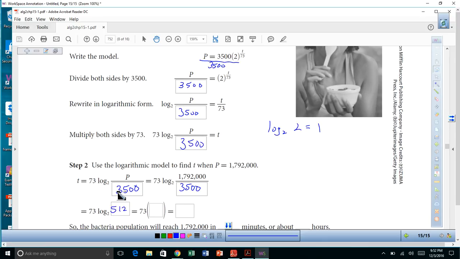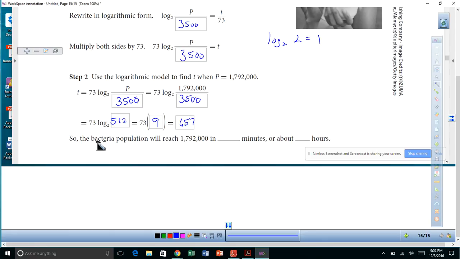Okay. And so 73 times log base 2 of 512 equals 73 times, well, log base 2 of 512 is 9. So 73 times 9 is 657. So the bacteria population will reach 1,792,000 in 657 minutes. And if you divide that by 60, that's about 11 hours. Okay. Cool.